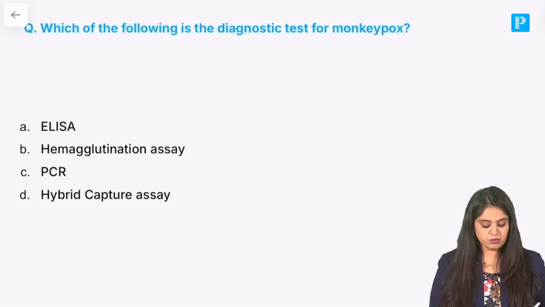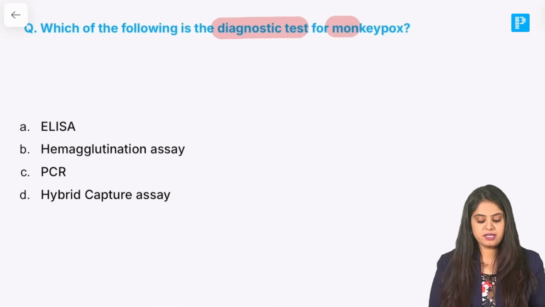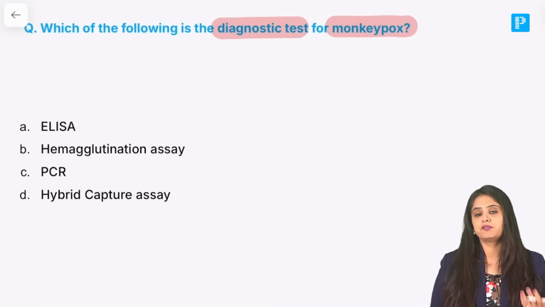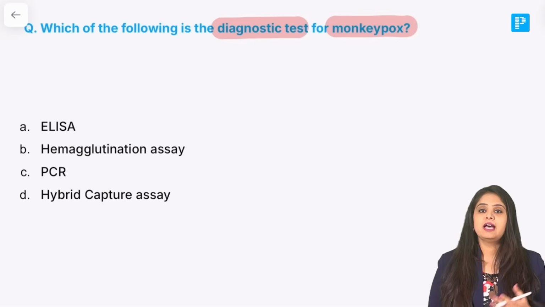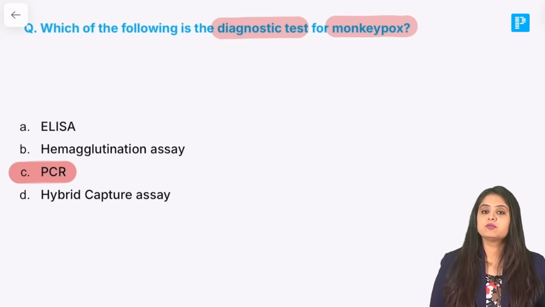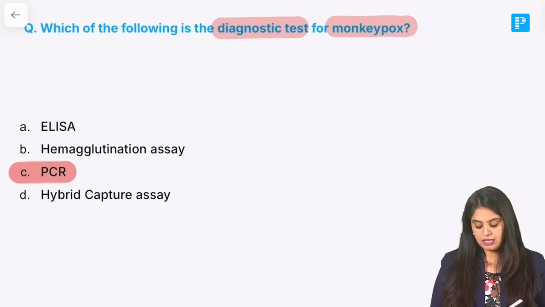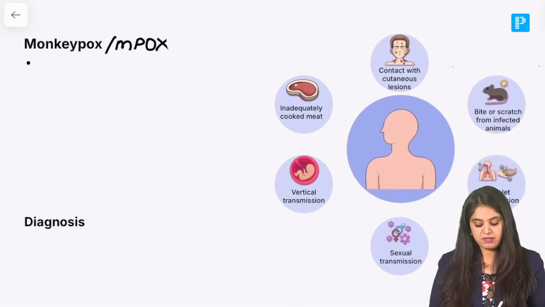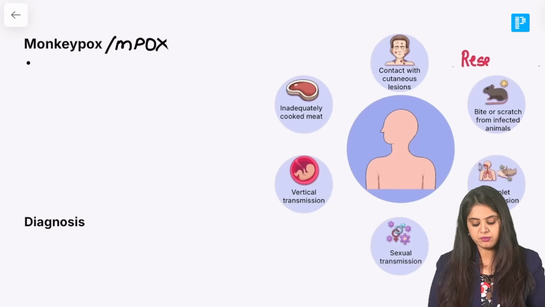The next question was to do with monkeypox. They've asked you for the diagnostic test. Monkeypox is, of course, a DNA virus. And for DNA viruses, what is going to be the diagnostic test? It is going to be polymerase chain reaction. Now, please note that when you ask about the reservoir of monkeypox, it comes from rats. But this can reach us in any which way.